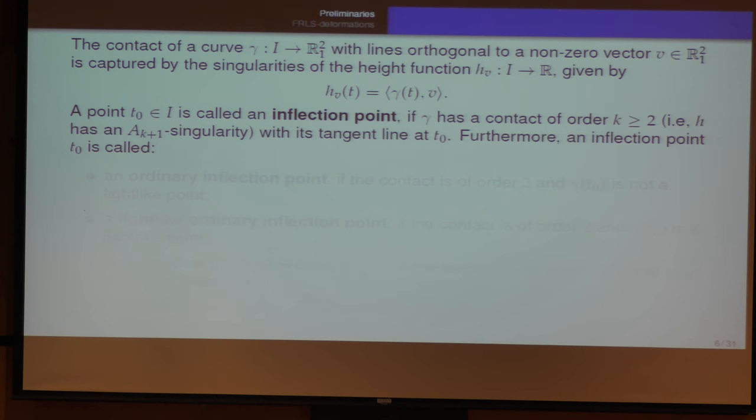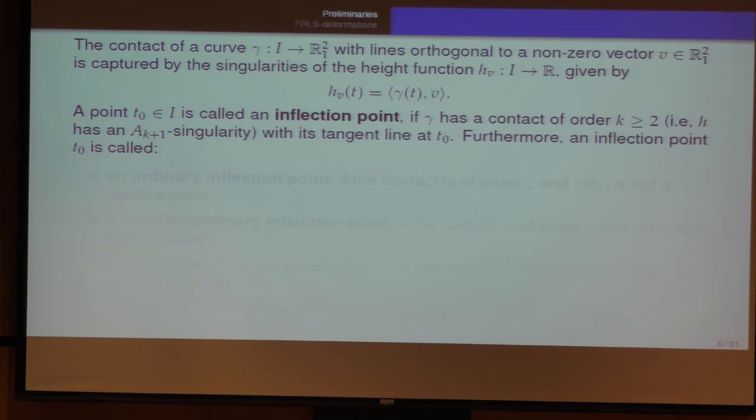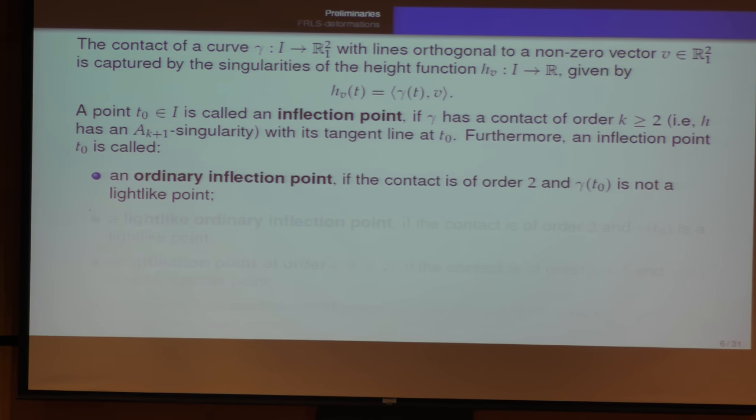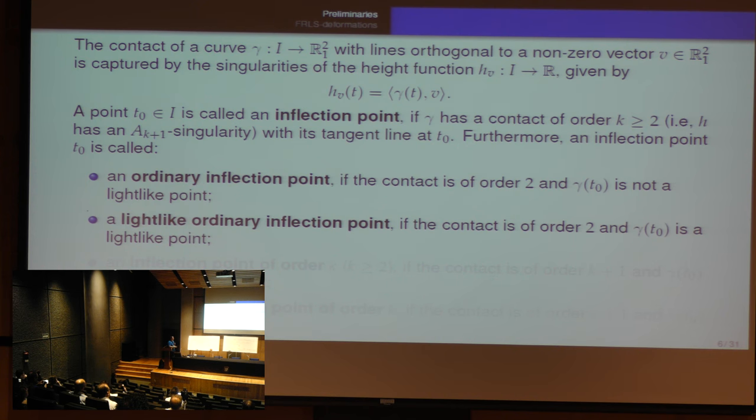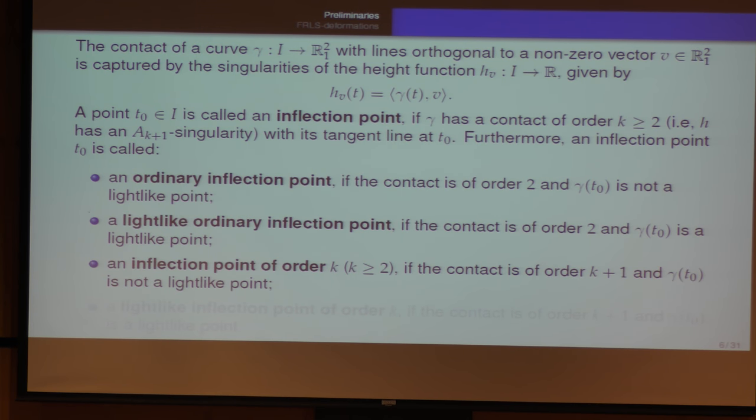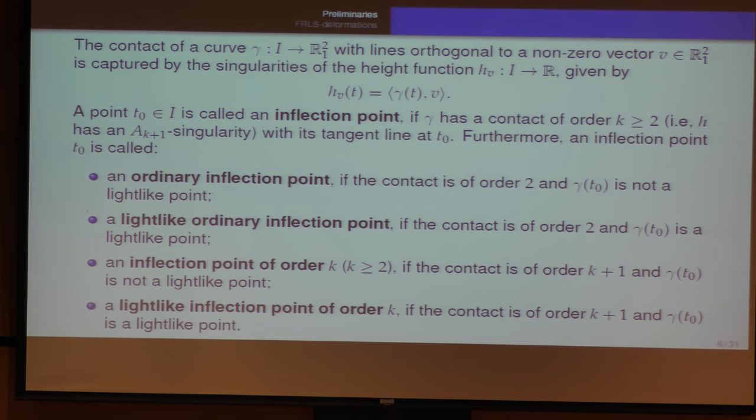Okay. Then we have some kinds of inflection points here. The first one: if the contact is exactly of order 2 and the point is not a light-like point, we call it an ordinary inflection point. If the point is light-like, a light-like ordinary inflection point. If the contact is of order k plus 1, then it is an inflection point of order k, if the point is not light-like. If it is light-like, we say a light-like inflection point of order k. Okay. Here we observe that we define the inflection points without using the curvature function. But away from light-like points, we can see that the inflection points are the zeros of the curvature function.